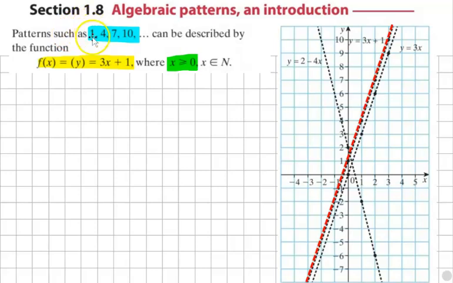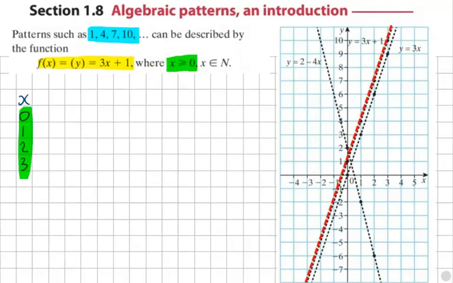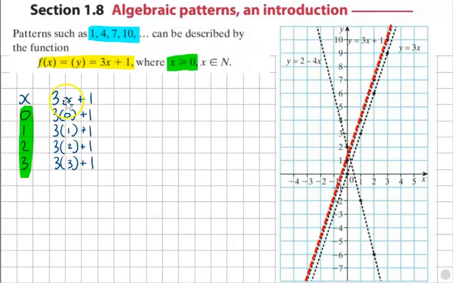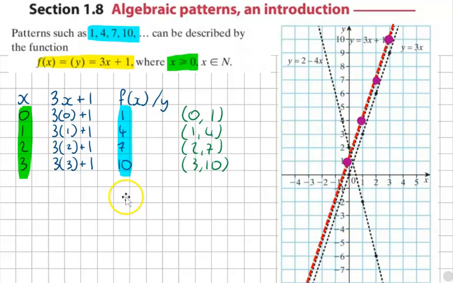Let's take another pattern, 1, 4, 7, 10. So this can be written as f(x) = y = 3x + 1, where x is greater than or equal to 0. So our x values, 0, 1, 2, and 3. Subbing into our function, we replace the x with brackets and we input 0, 1, 2, 3. And our output is 1, 4, 7, and 10. So that's what we started with. That's our pattern. So as a couple, (0, 1) is our first point on our graph. So that's that point there.